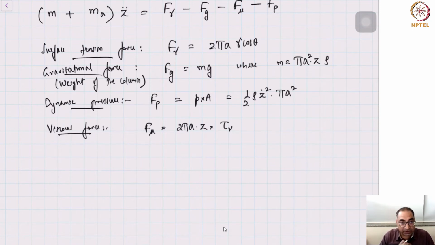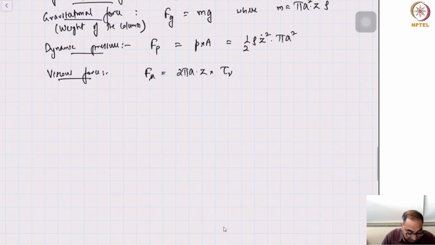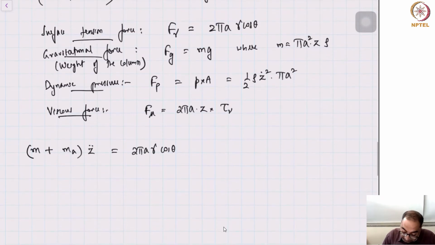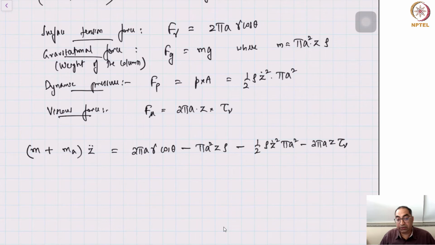Okay. So now that I have all these terms, we can write down the equation, which is the force balance: (m plus the added mass) z double dot would be 2 pi a gamma cos theta, that's the surface tension force, minus pi a square z times rho, minus half rho z dot square pi a square, minus 2 pi a z tau mu. Right?